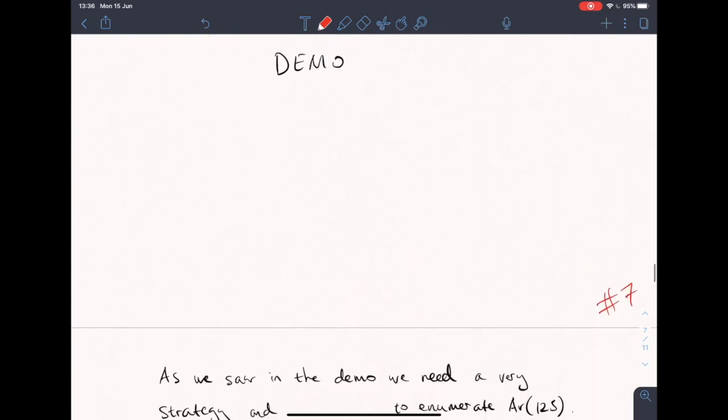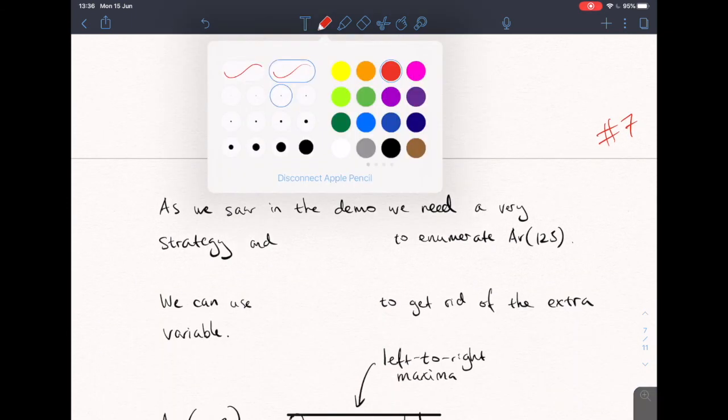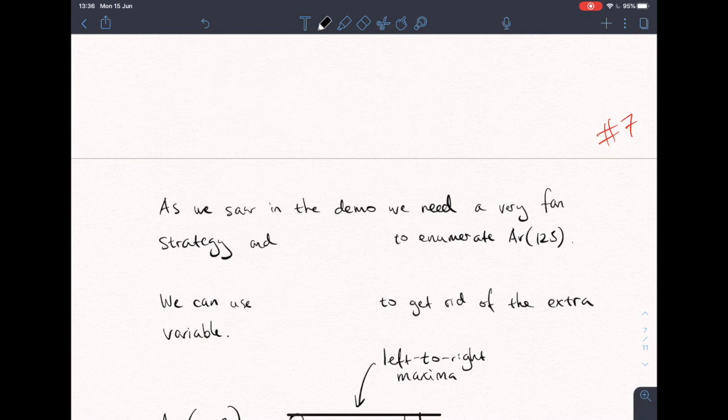As we saw in the demo, we needed a, let's say, fancy strategy. And if I had spent time on the details, I would have needed two variables to enumerate AV123. One of these variables is often called the catalytic variable, whereas the first variable is just accounting for the number of points in the permutation you're looking for.